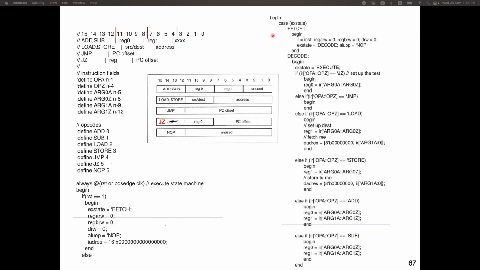Now, if it is not reset, we start this block. We look at the execution state, and there are 4 states. We look at the case of state. If the execution state is fetch, we do this.